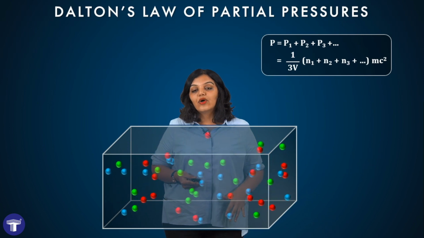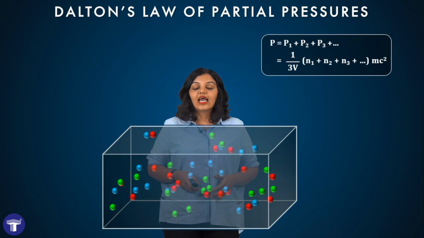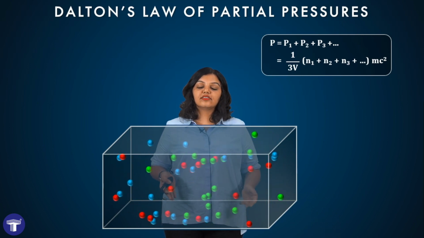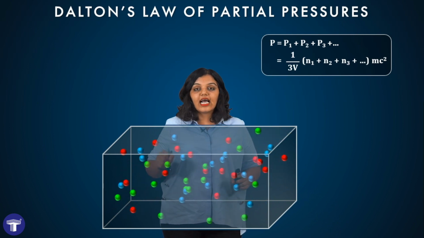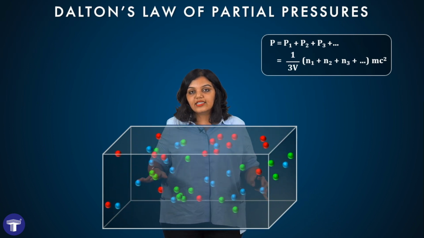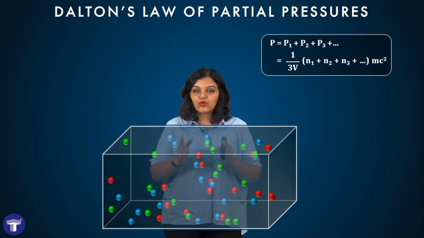Then I say that the total pressure they are exerting right now is P equals P1 plus P2 plus P3. Therefore, to find the total pressure exerted by a non-reactive mixture, all you have to do is assume that each of the gases is sitting alone in that whole container, ask what each of their pressures is, add them up, and that will give you the total pressure.